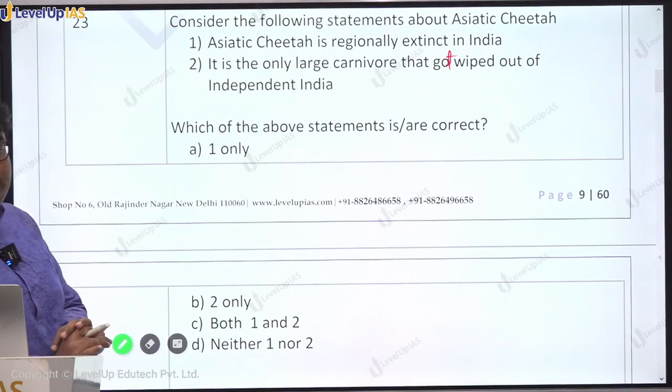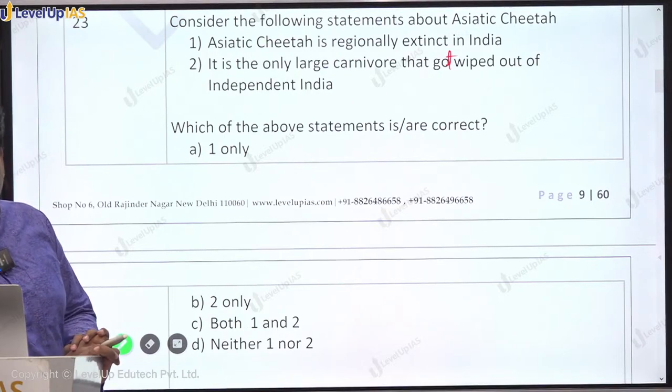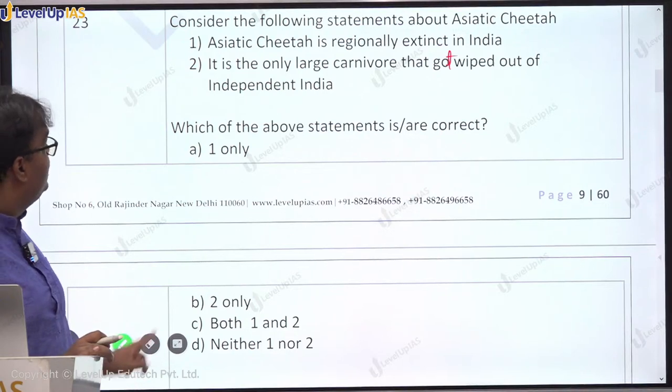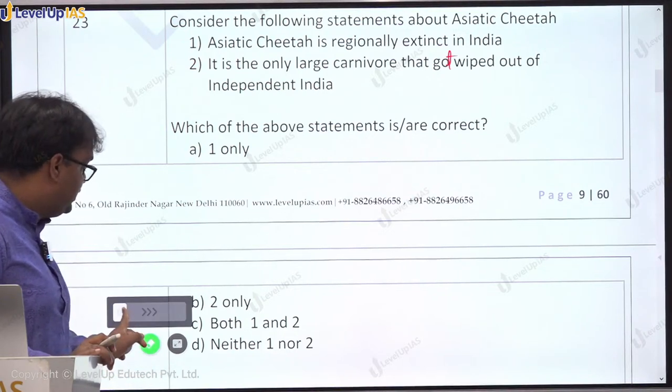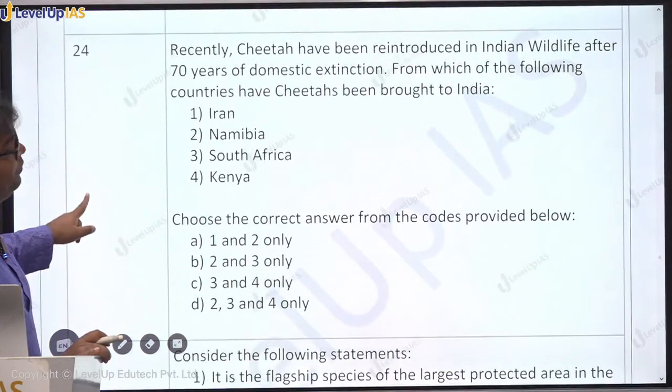Asiatic cheetah is regionally extinct in India. Is Asiatic cheetah extinct in India? Yes. Iran mein milta hai but India mein extinct hai. Abhi jo aaya hai, African cheetah aaya hai. What is the answer? C. 23 answer is C. Let's go to 24.